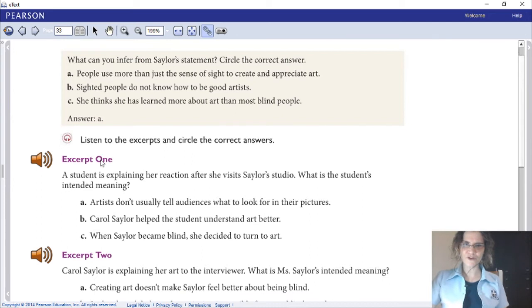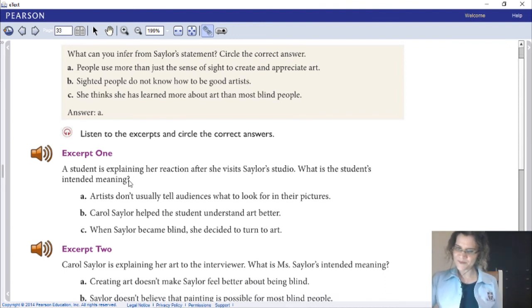What can you infer from Saylor's statement? Circle the correct answer. People use more than just the sense of sight to create and appreciate art. Sighted people do not know how to be good artists, or she thinks that she has learned more about art than most blind people. You take your pick.